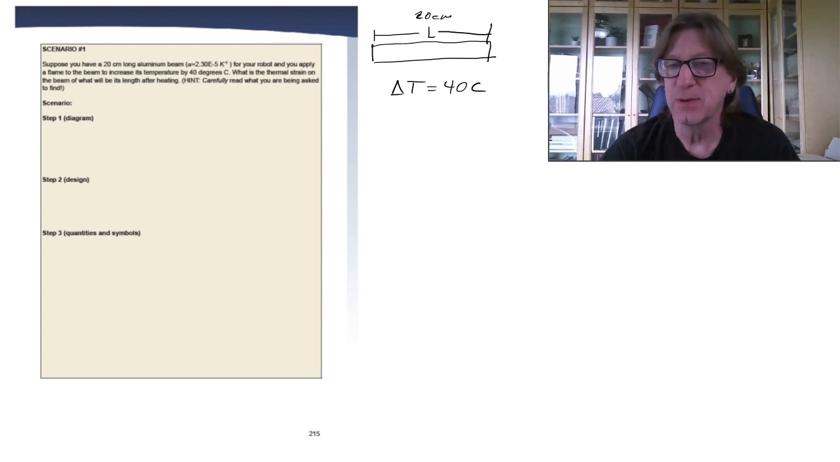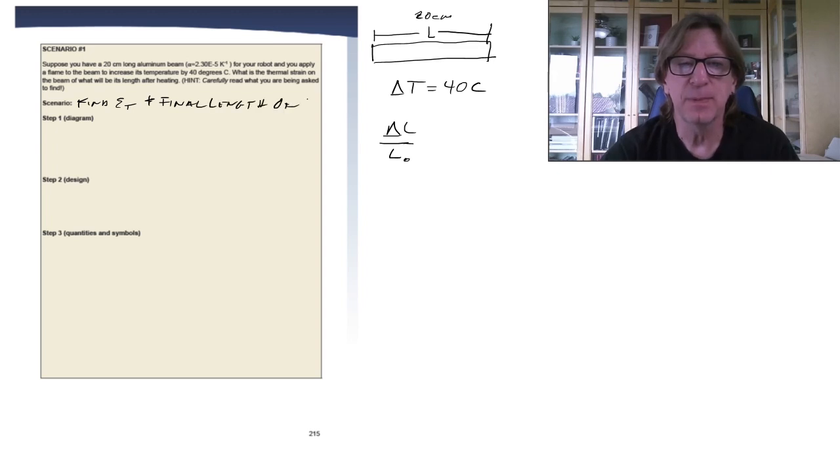Okay, so remember our thermal strain is delta L over L, but then I want to know what is going to be the final length. This L is always going to be my initial length to start off with. All right, so our scenario is going to be find the thermal strain and the final length of a beam. And this could be one of the beams that you're using to build your robot with. All right, so our diagram is going to look something very similar to what we have here. We're going to have our beam that has a length of L, which is 20 centimeters.